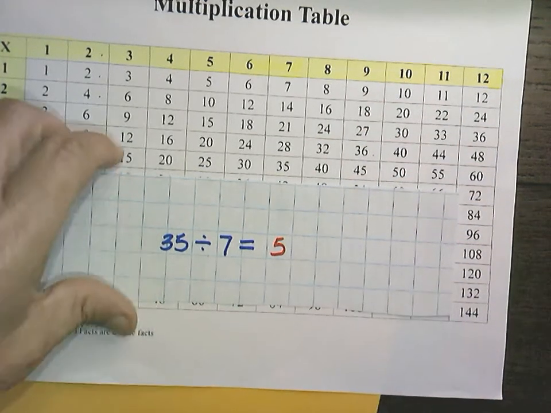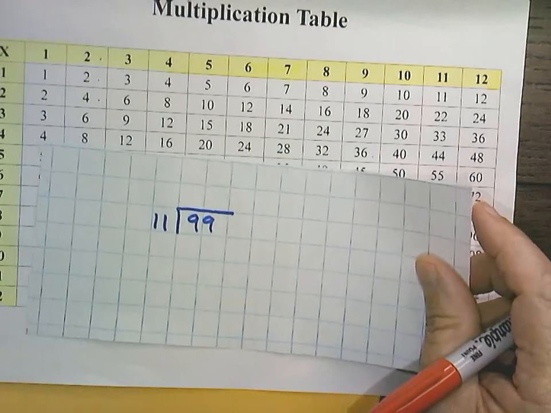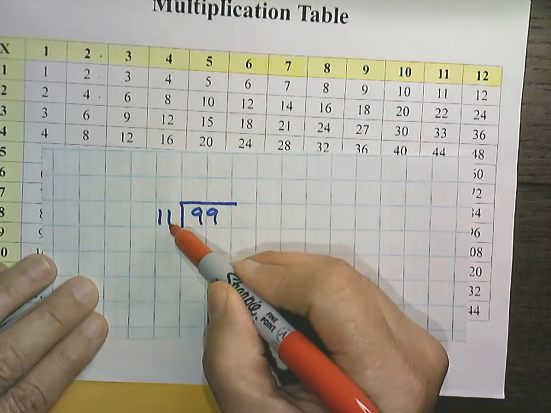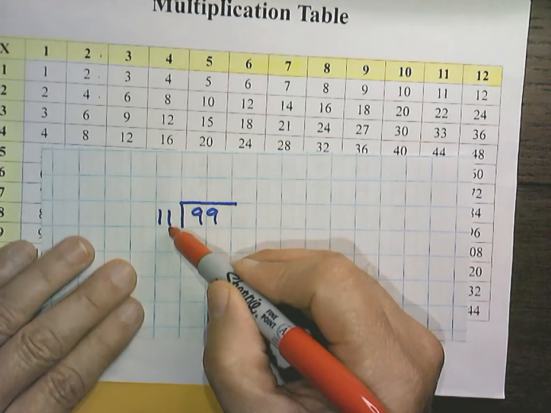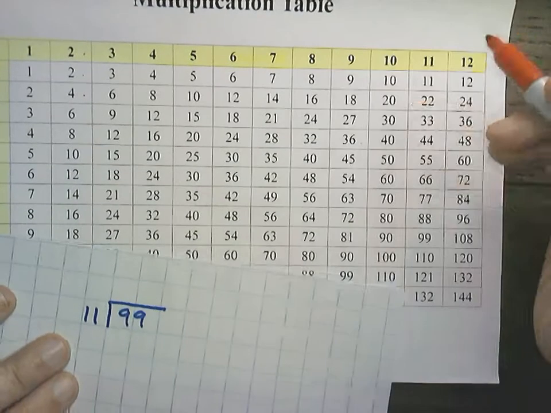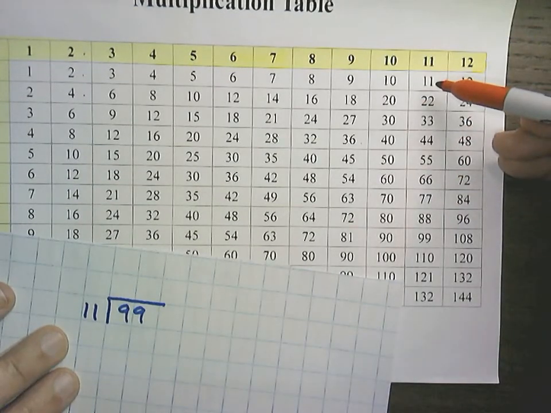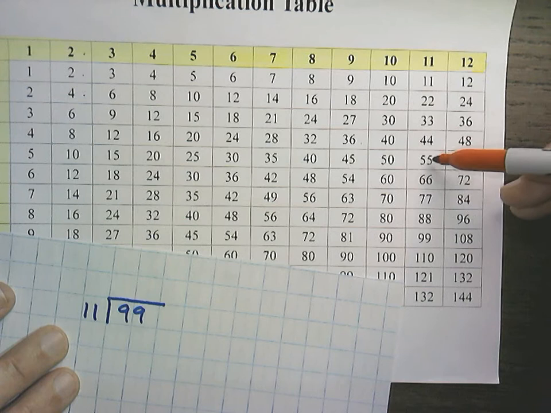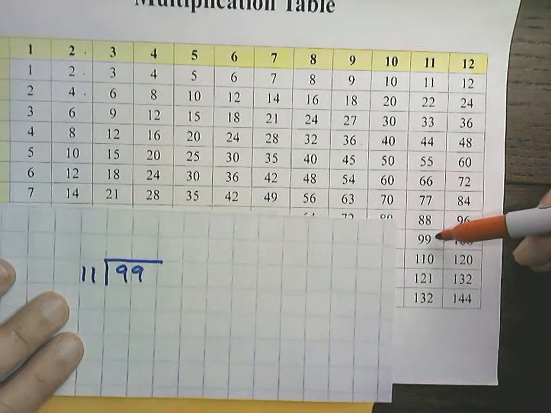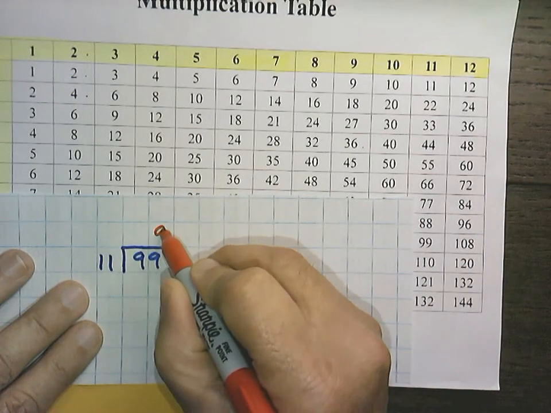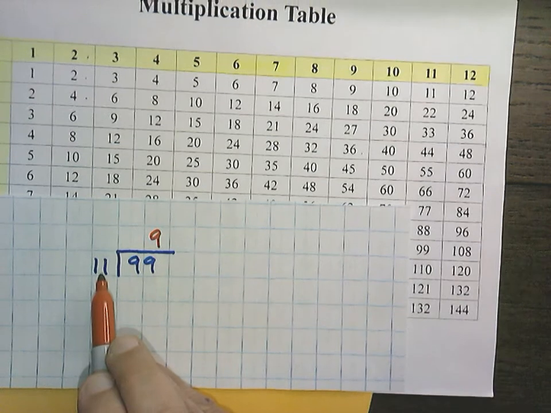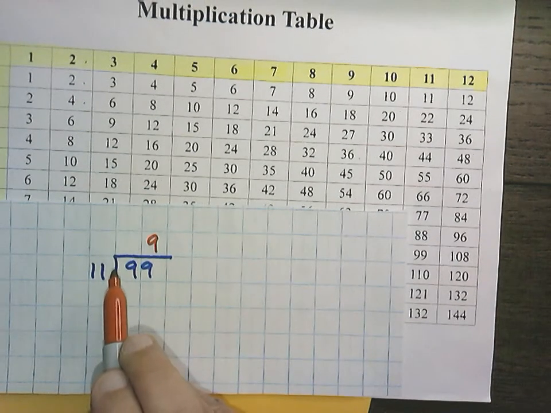And the last problem. Say the hardest one, right? 99 divided by 11. You're not going to find 99, right? But you will find 11. Ready? 1, 2, 3, 4, 5, 6, 7, 8, 9. So 99 divided by 11 equals 9.